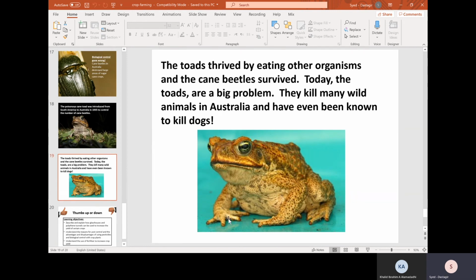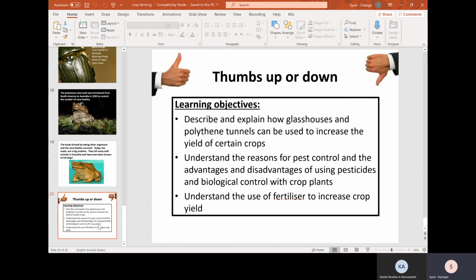Well, the toads thrived by eating other organisms and the cane beetles survived. Today, the toads are a big problem because they kill many wild animals in Australia and have also been known to kill dogs.